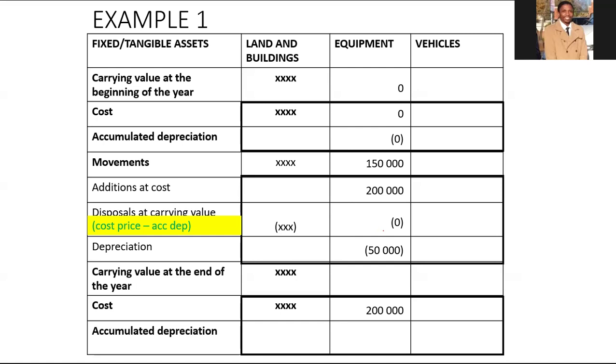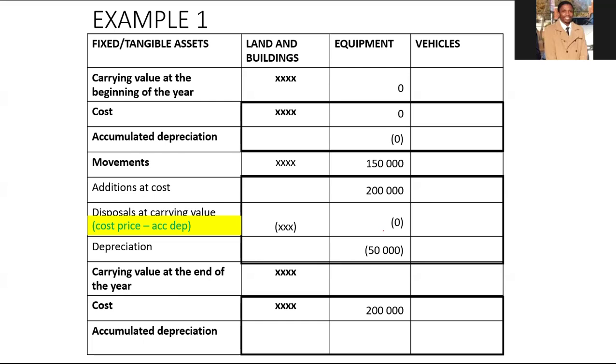All right. As I've said, cost will be cost at the beginning plus cost of the addition minus cost of the disposal. And cost at the beginning will be zero. Cost of additions will be 200,000. Cost of the disposal will be zero. So it's 0 plus 200,000 minus 0, which will give you 200,000. Depreciation will be 50,000, which we put in brackets because it reduces the value of your asset.